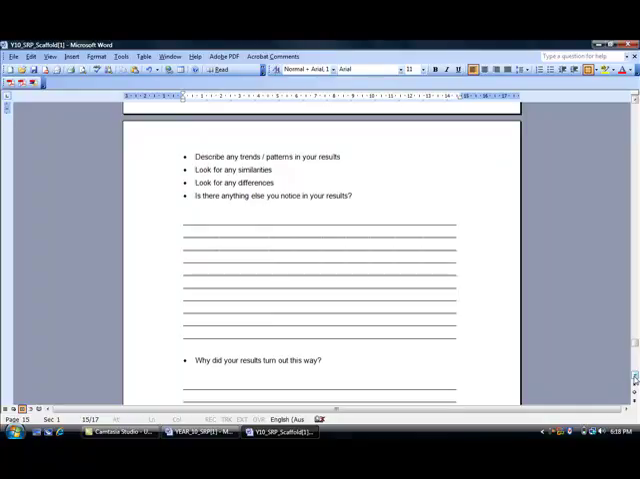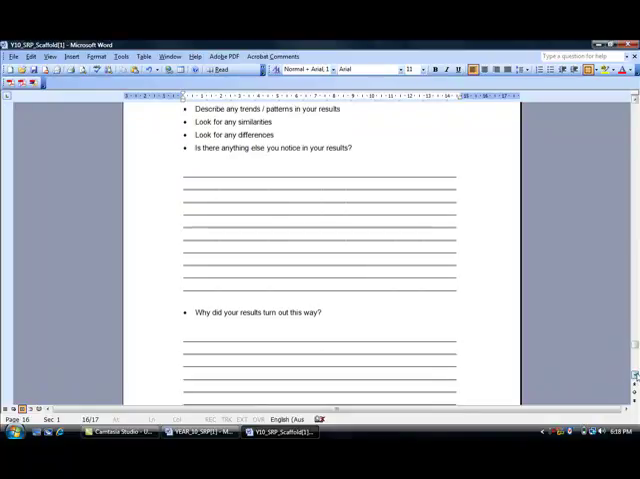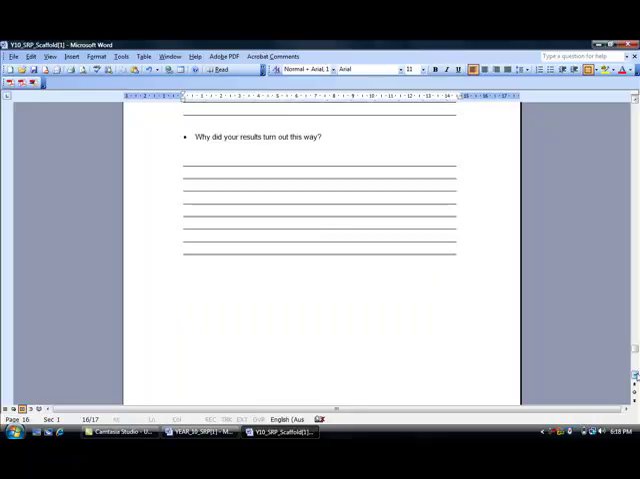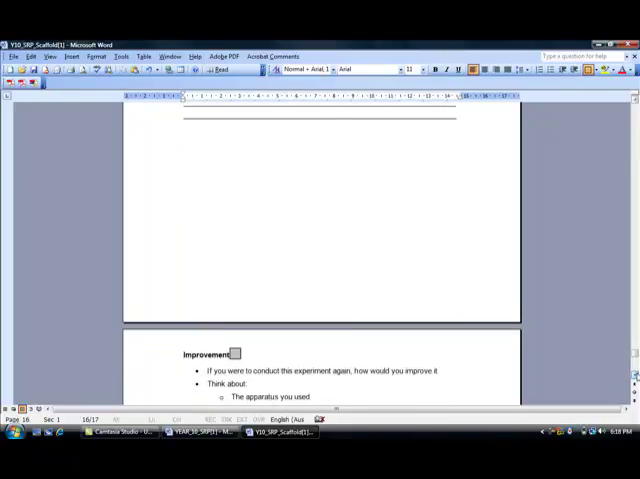Describe any trends, patterns in your results. Look for similarities, look for differences. Does one number go up while another number goes up? Does one number go down as another number goes down, if you're comparing whatever your results are about? Is there anything else you notice in your results? So you can add that information there. Why did your results turn out this way? Why do you think you got the answer you did? And again, when we're explaining why, we're referring back to our research that we did in the first place.